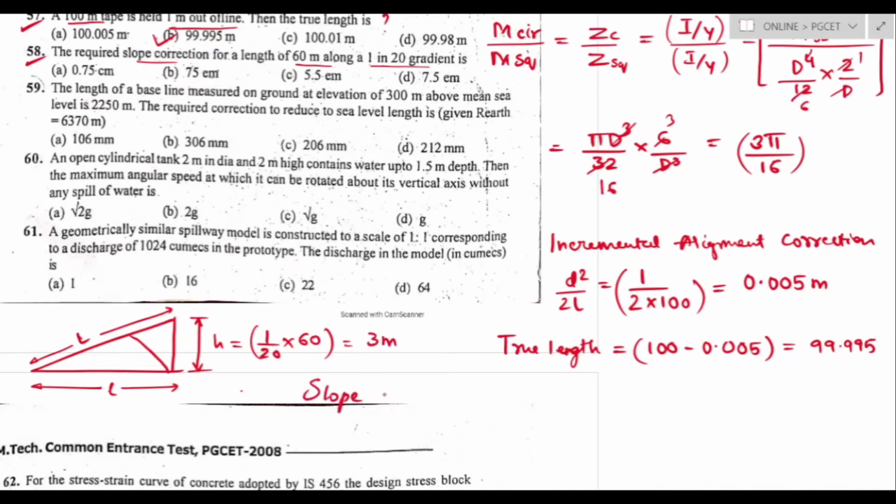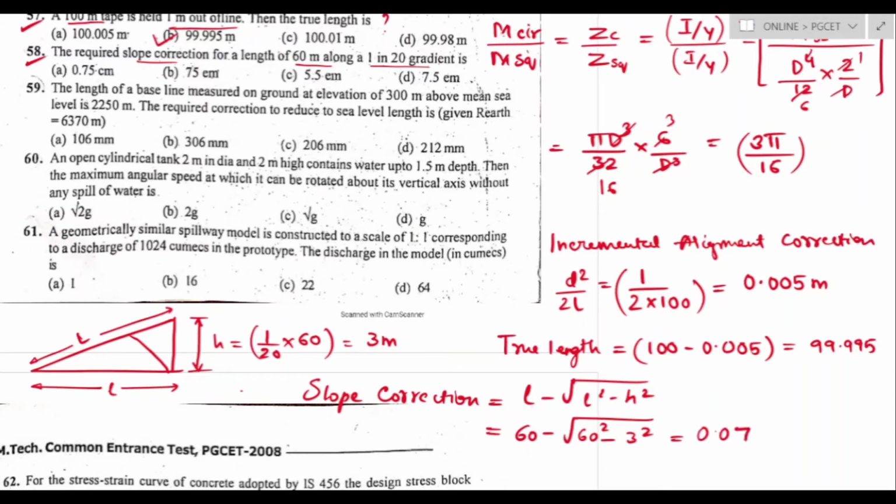Now the slope correction is given by the formula L minus square root of L square minus H square, that is equal to 60 minus square root of 60 square minus 3 square, that is equal to 0.075 meter, that is 7.5 centimeter. So option D is the right answer.